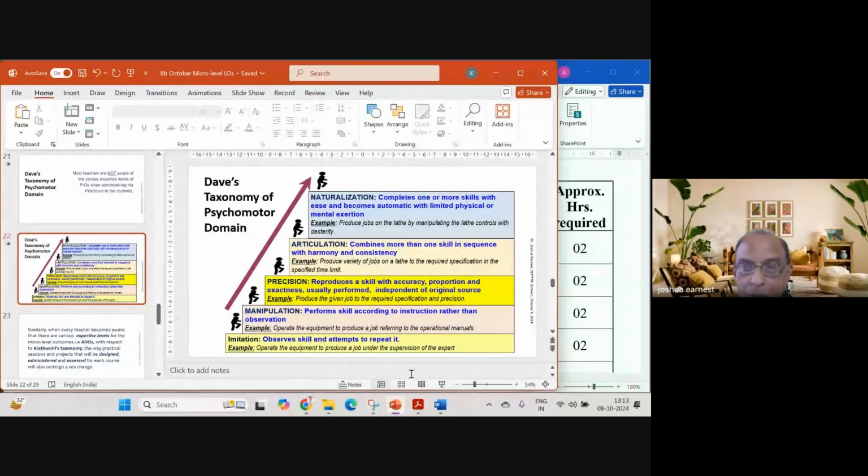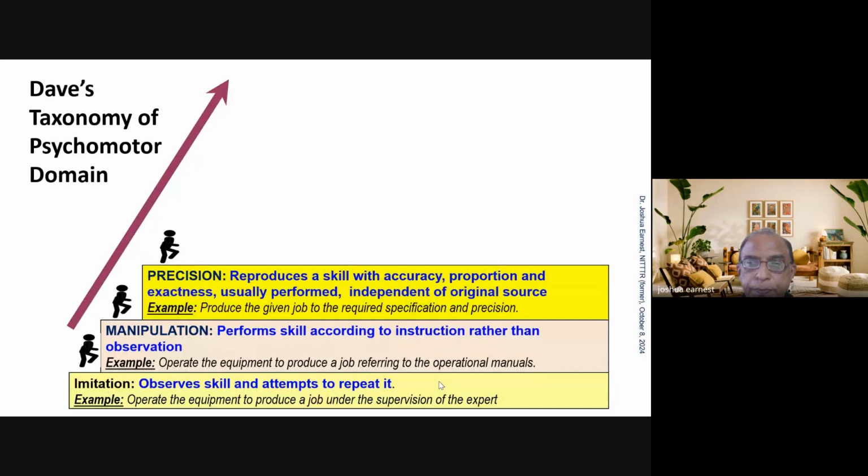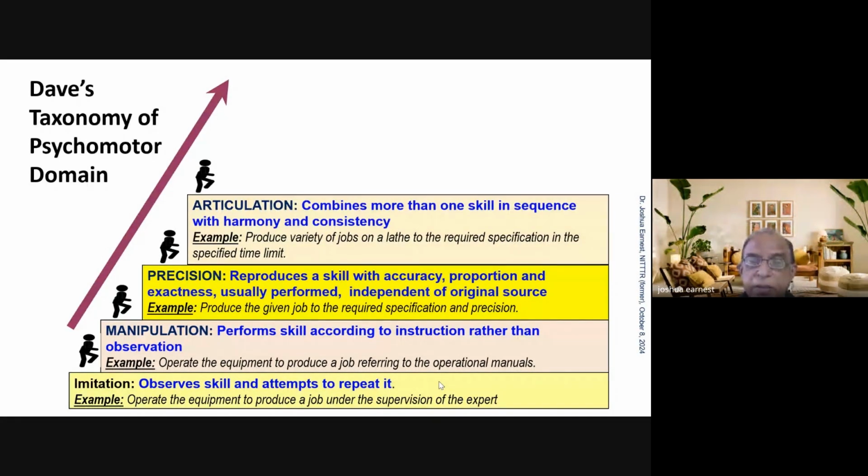Okay, so I'll just take 2 minutes more. At the precision level, then after the precision level, you have the articulation level. That means combines more than one skill in a sequence with harmony and consistency. Example, produce a variety of jobs on a lathe to the required specification in the specified time limit. Now time limit has also come. So you may not be able to develop that level of expertise within 4 years. So the industry is happy with precision, but they will be very happy if articulation is also there.